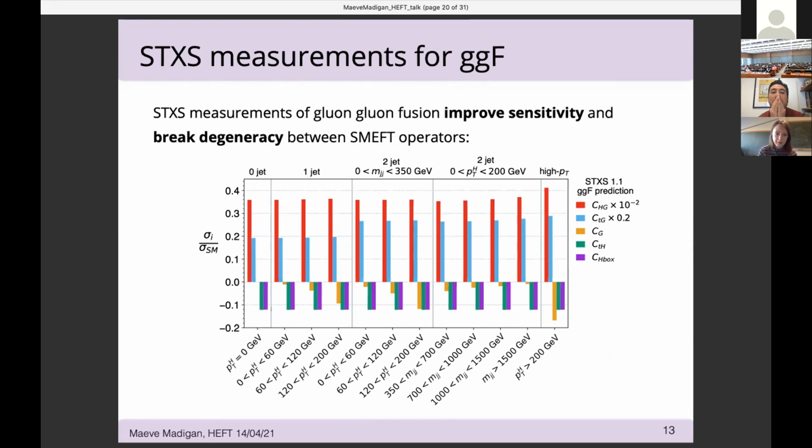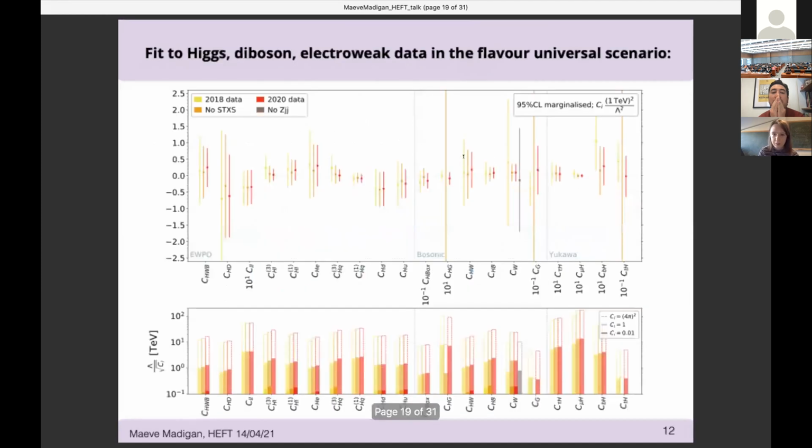So by instead including all of these different bins, we see that not only do we increase the sensitivity to the operators, for example, especially in this high PT bin, but also the degeneracy is broken. And so it isn't surprising that we improve sensitivity to those operators in particular when we go from no STXS to including STXS.